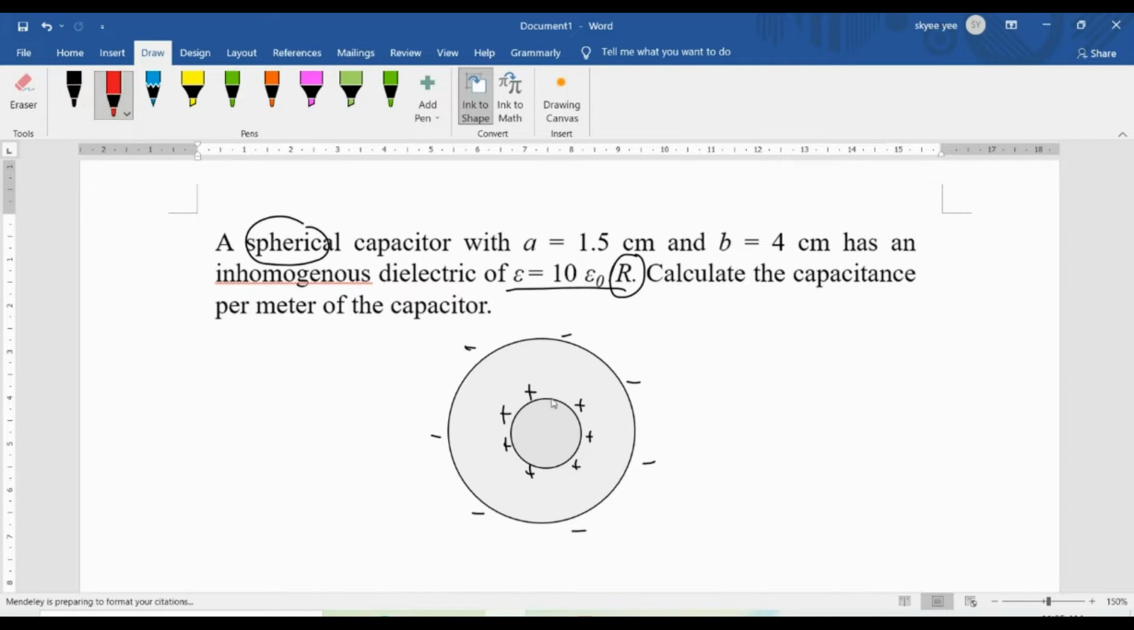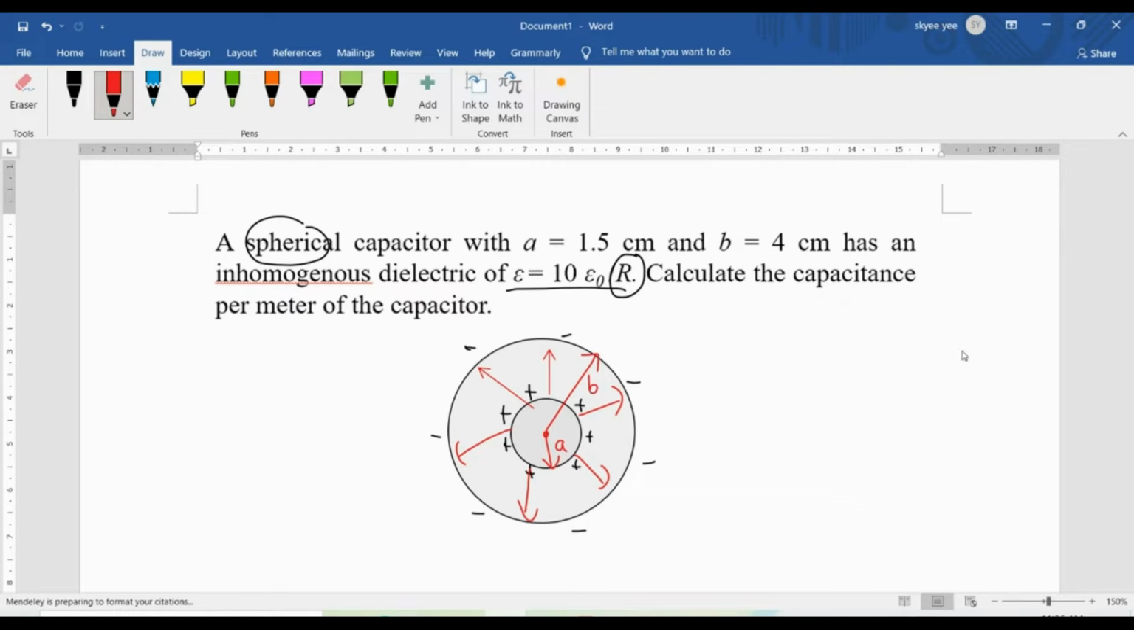The electric field will be in these directions. Electric field will be in these directions. And for the radius, a will represent the radius of the inner sphere, and b represents the radius of the outer sphere.